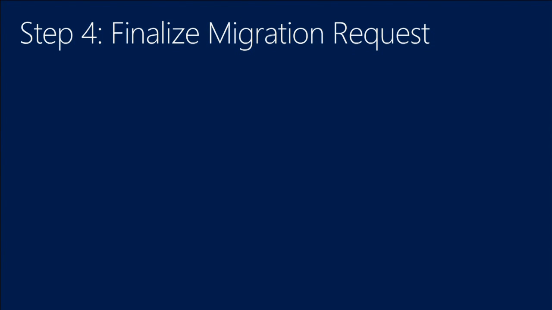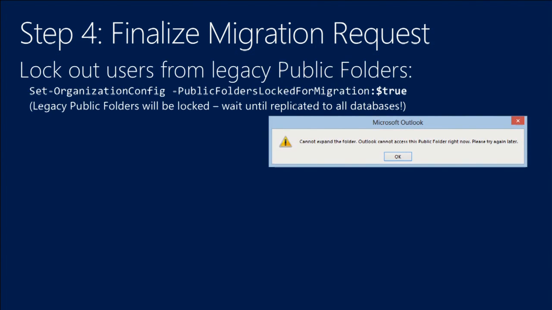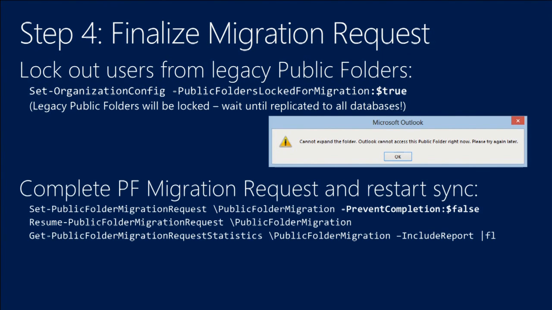Then we say, okay, at some point in time, we want to switch the systems. So how does this happen? Basically, we lock out our users. That's the screen the Outlook users get when you lock this out. So when you use set config public folders locked for migration is true, and you wait for a replication to happen, then all the users will get a screen like that and cannot access the public folder structures anymore. Then you remove the tag prevent completion from the migration request and run resume.